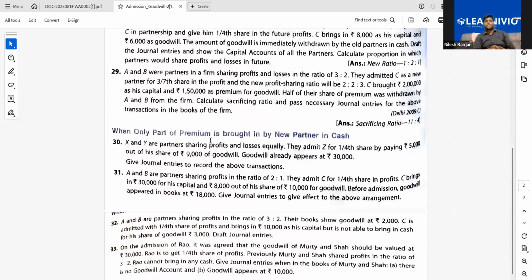Yes. Question number 30, you can see here. X and Y are partners sharing profit and losses equally. They admit Z for 1/4 share by paying 5,000 out of his share of 9,000 of goodwill. Goodwill already appears at 30,000. This already appeared goodwill will be written off. Give journal entries to record the above transaction. Now, Z is getting 1/4 share.